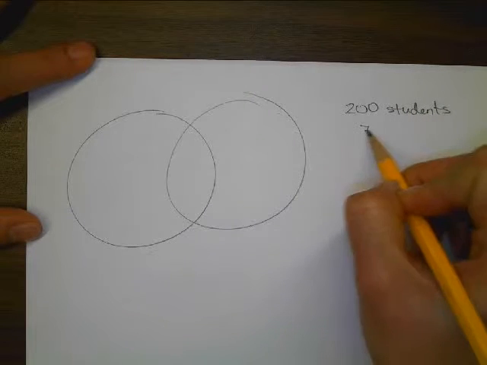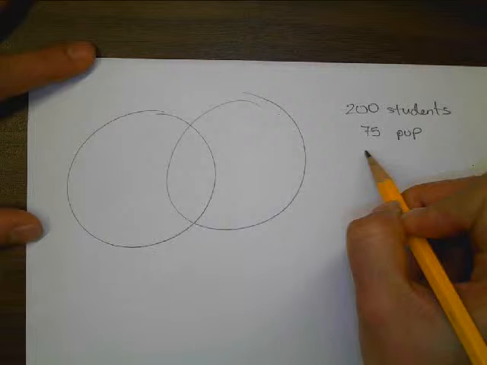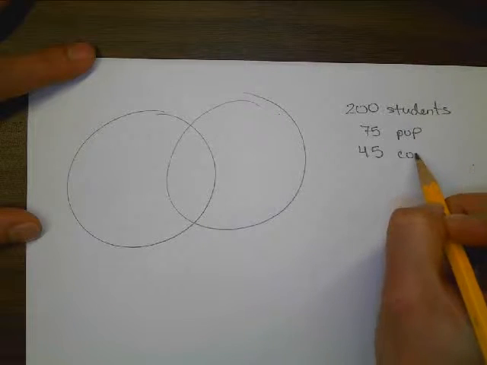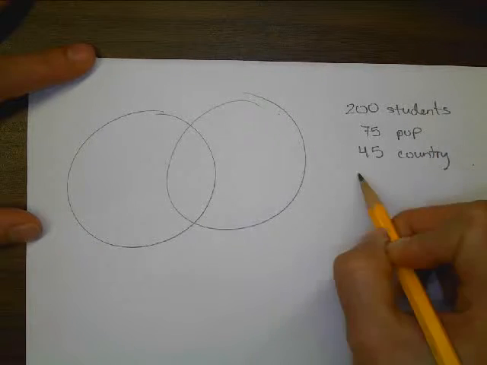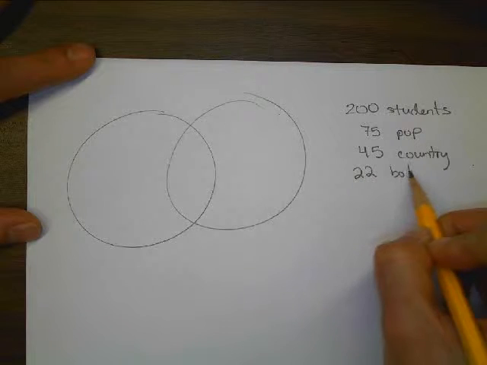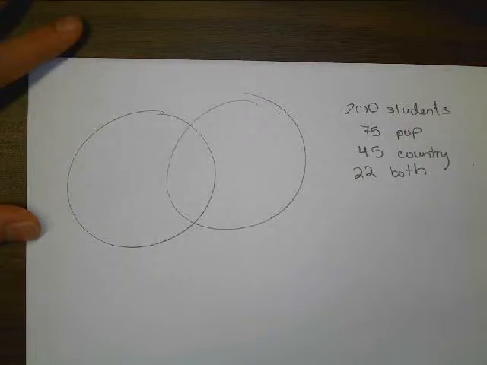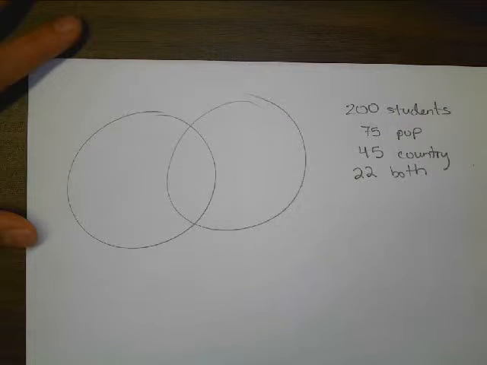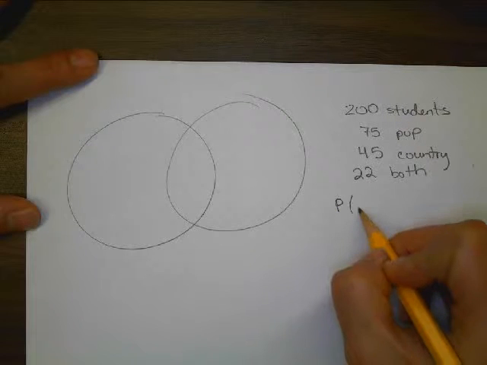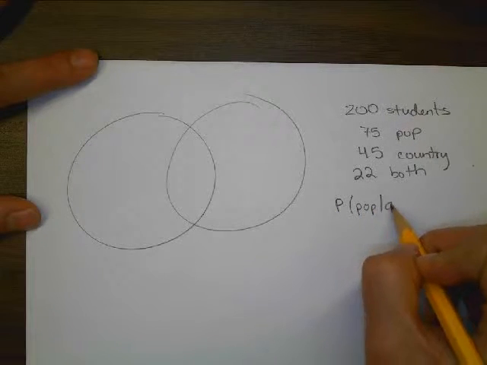75 of them like pop music and 45 of them like country music. And also 22 like both. I want to find the probability that a student listens to pop given they listen to country. So we need to find pop given country.